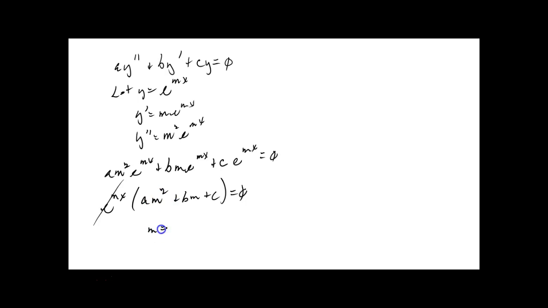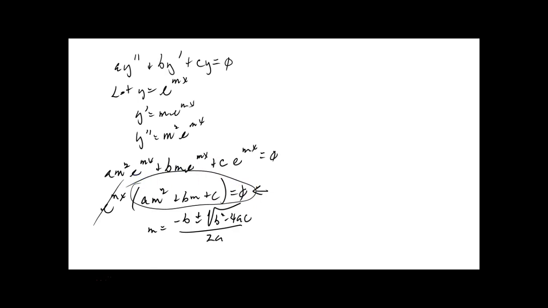Your m is equal to minus b plus or minus the square root of b squared minus 4ac, divided by 2a. Or if it happened to be nice numbers, you could factor it. Those are going to be your two solutions. That's going to be the equation. Now this equation right here is given a special name: it is called your auxiliary equation.